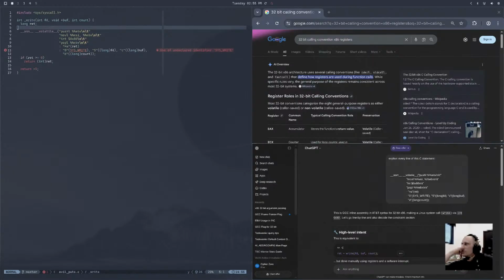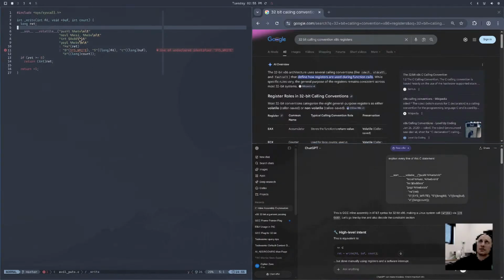Maybe the "=a" is what is the AT&T. This is GCC inline assembly in AT&T syntax for 32-bit x86, making a Linux syscall write via int 0x80. Let's go line by line and also decode the constraint section.